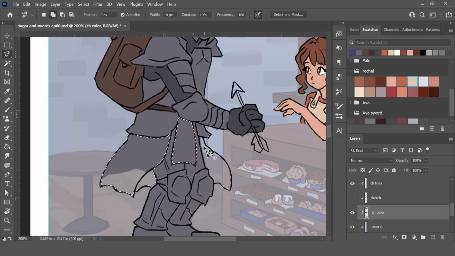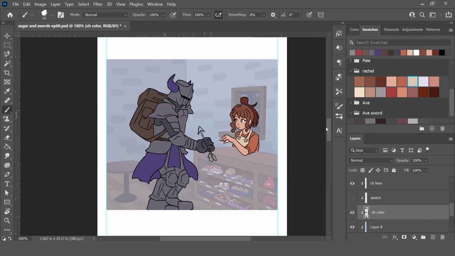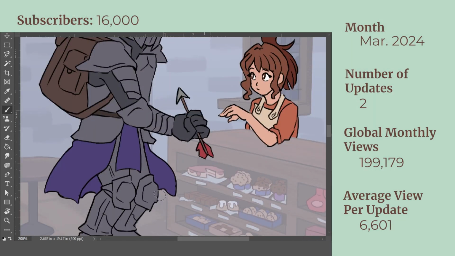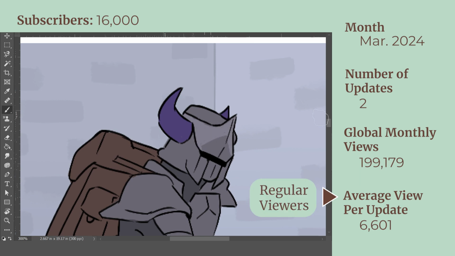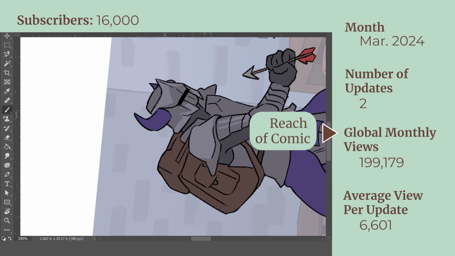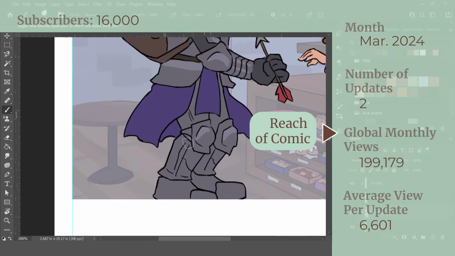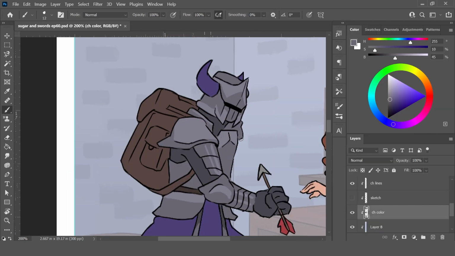To me, it looks like there's a lot of people who will stop by for the update and then leave without subscribing. But there's also a good amount of readers who stay for every update. I feel like the average view per update reflects the amount of people who regularly read your comic, while the monthly views reflect the reach of your comic. And even if you take breaks like I did, you can still grow just fine. It will be at a slower rate, but still growth nonetheless.